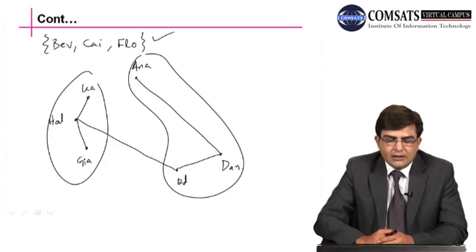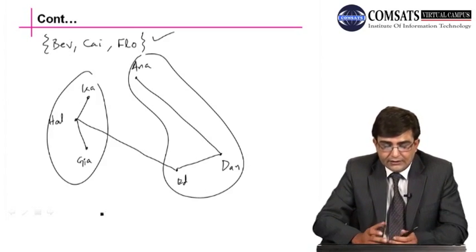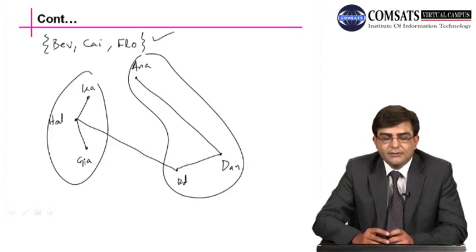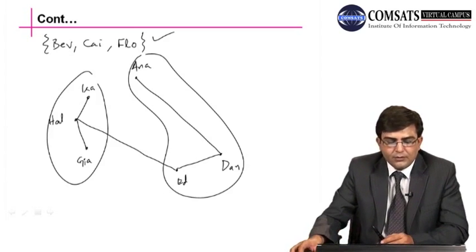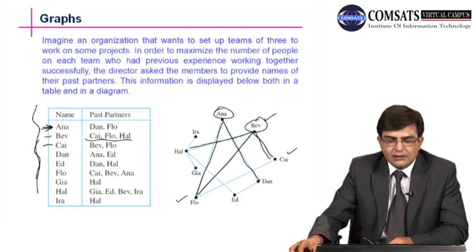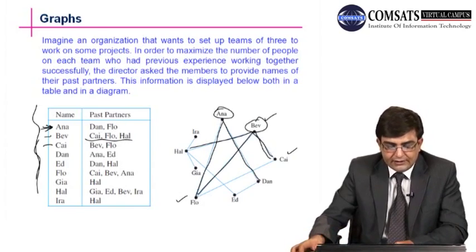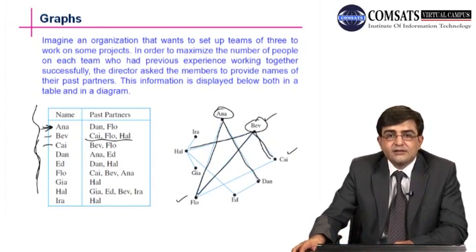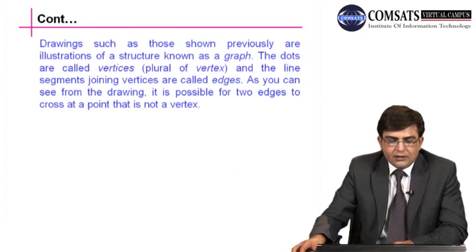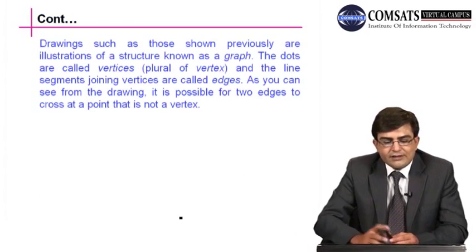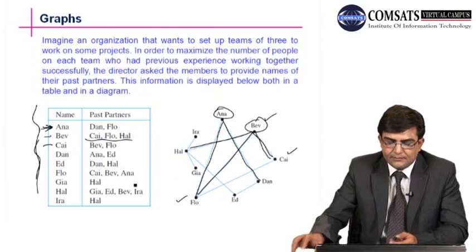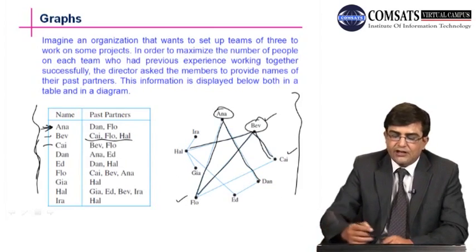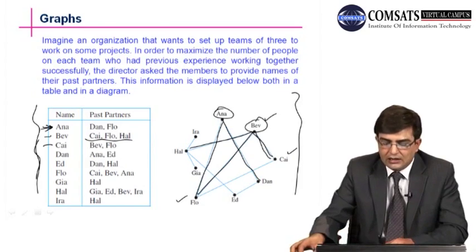You can see this example in the book of Discrete Mathematics by Susanna. Such types of problems we can deal with in graph theory, which we shall study. We shall discuss some more examples after discussing some basic notations and terminology of graph theory. Drawings such as those shown previously are illustrations of a structure known as a graph. So we have drawn here a graph.